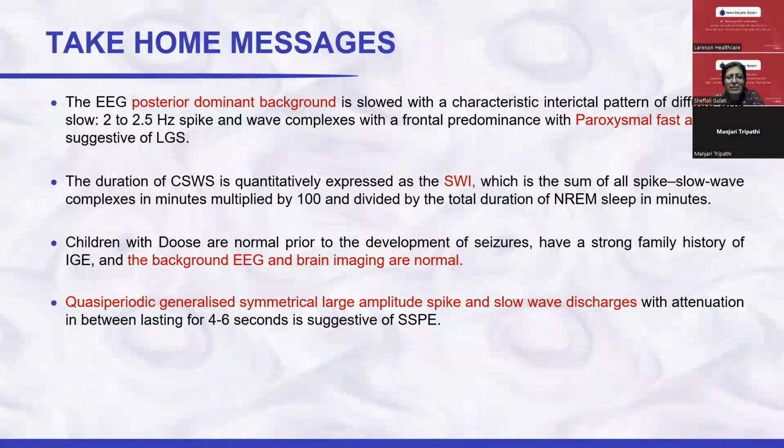And coming to CSWS, the quantitatively expression of the spike wave index, which is the sum of all spike slow wave complexes in minutes multiplied by 100 and divided by the total duration of non-REM sleep in minutes. Children with DEEs are normal prior to development of seizures, have a strong family history, and the background EEG and brain imaging are normal. The quasi-periodic generalized symmetrical large amplitude spike and slow wave discharges with attenuation in between lasting 4 or 5 seconds is suggestive of SSPE.